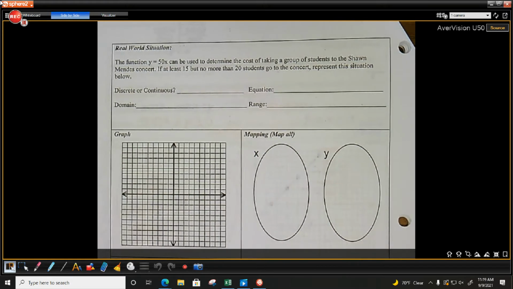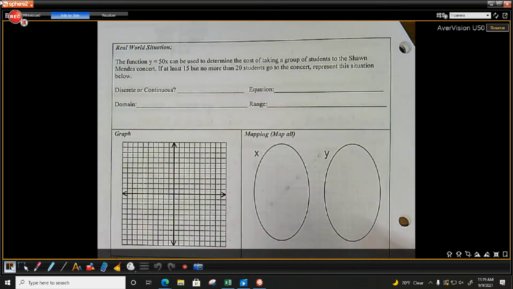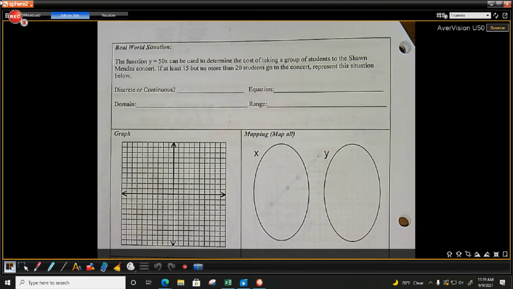Okay, so before we determine if it's discrete or continuous, let's think. What are the two things that are changing in this problem? The number of people going to the concert, and then the people will affect the total cost. So those are the two things that are changing. The number of people going to the concert and the total cost.